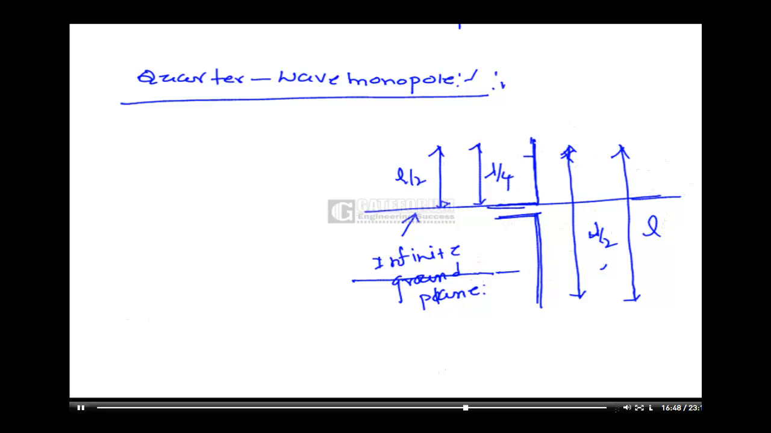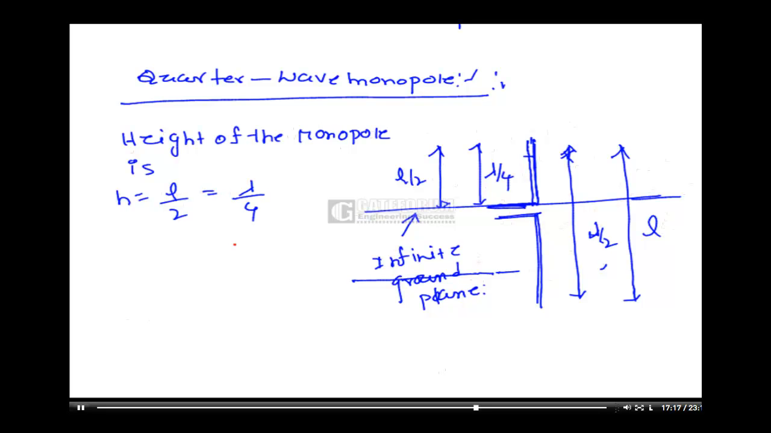Generally for a monopole, instead of length, I consider height, because I am comparing with the standard lambda by 2 dipole and considering only a single pole. So the height of the monopole is H equal to L by 2, where L is the length of the dipole, which is lambda by 4. So basically it consists of one half of the half wave dipole antenna.